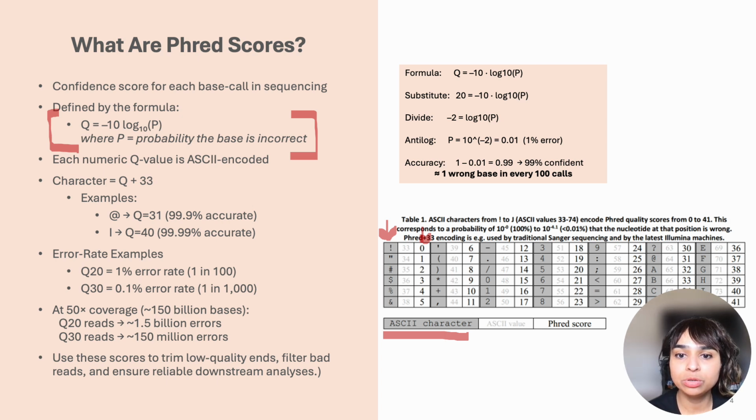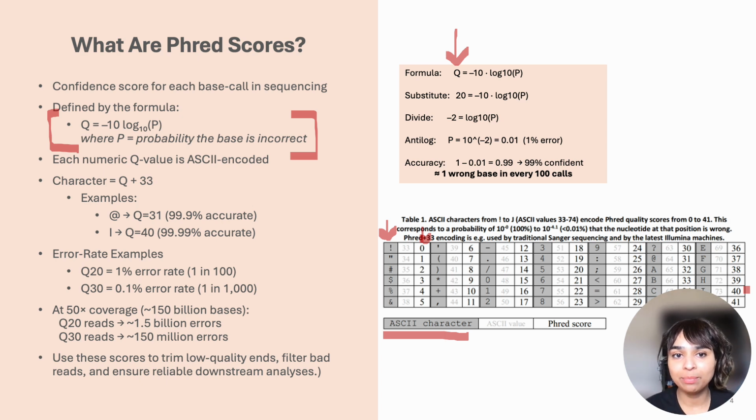Again, if I substitute 30 here, now we are talking about 1 in 1000 chance of error. And if we have a higher score, let's say a Phred score of 40, even better, which means that our error rate drops to just 1 in 10,000.